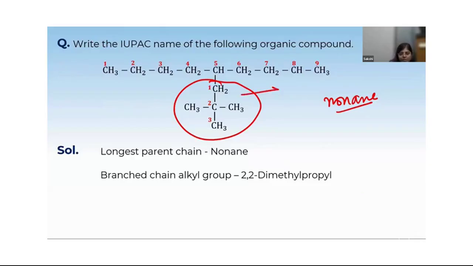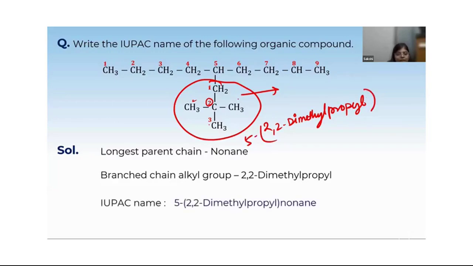So how do we name this? So 1, 2, 3. Right? In the second carbon atom, you have 2 methyl groups. So 2,2 dimethyl propyl is the substituent. It will be 5, 2,2 dimethyl propyl nonane. Right? 5, 2,2 dimethyl propyl nonane.